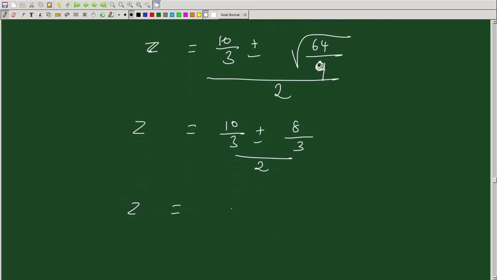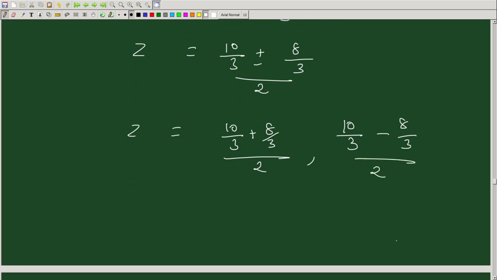Now I am splitting it. So z equal to 10 by 3 plus 8 by 3, whole divided by 2, and here you have plus or minus, so 10 by 3 minus 8 by 3, whole divided by 2. The denominator is the same. 10 plus 8, right? So that is 18 by 3, solving this you will get 3. For the other, 10 minus 8 is 2 by 3, divided by 2, so the 2 gets cancelled. The answer is 1 by 3.